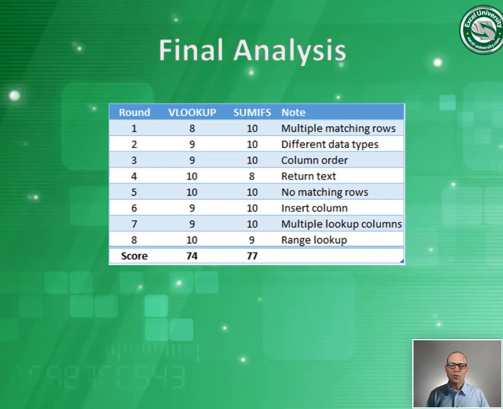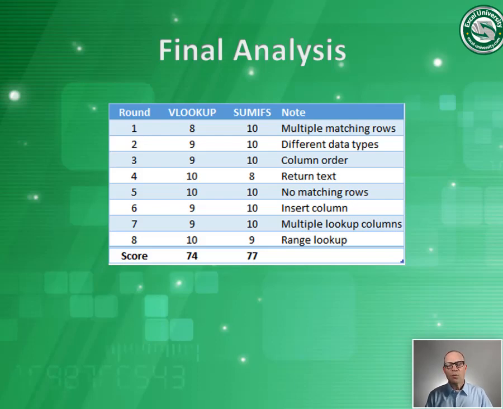We talked about column order. Column order matters to VLOOKUP. Column order does not matter to SUMIFS. We talked about the return text issue. VLOOKUP can return text or numbers. SUMIFS can return a number because it returns the sum. We talked about what happens when there are no matching rows. We talked about what happens when we insert a new worksheet column between the lookup and return columns. VLOOKUP breaks, SUMIFS does not.